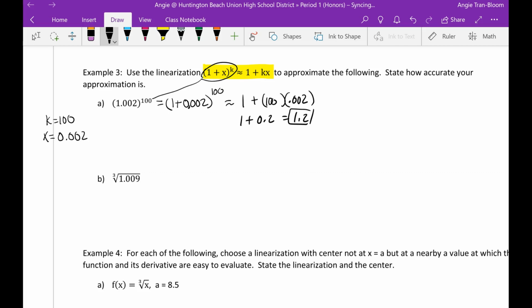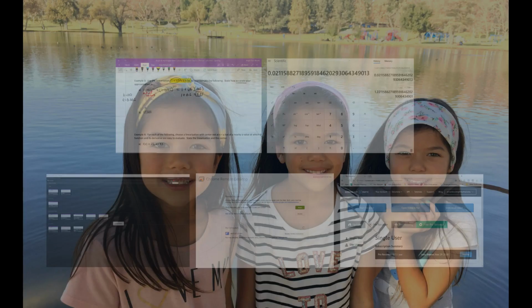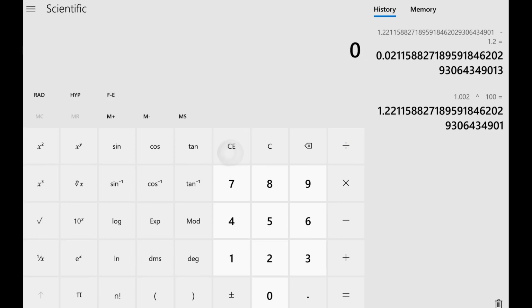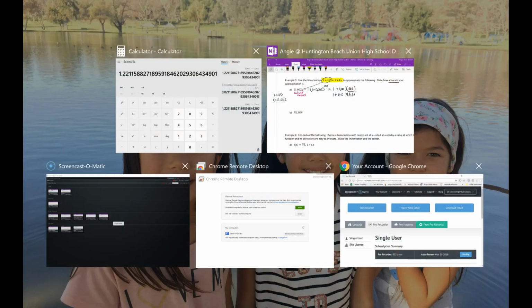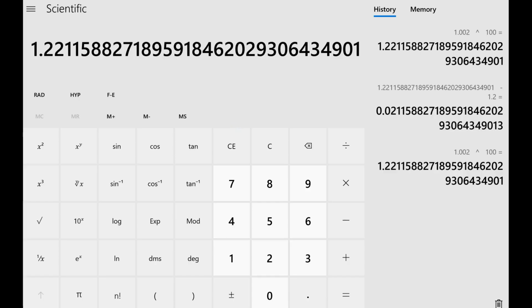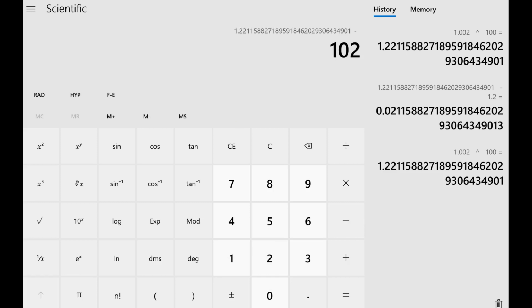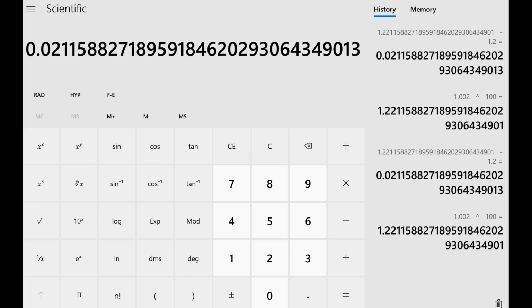Now, how accurate is it? What that means is I need to find the actual value. Here's the actual value. What is 1.002 to the 100? Let's go. Where's my calculator? Clear. 1.002 to the power of 100 equals 1.2211. Let's just subtract my 1.2 to see the difference. So the difference is 0.0211.